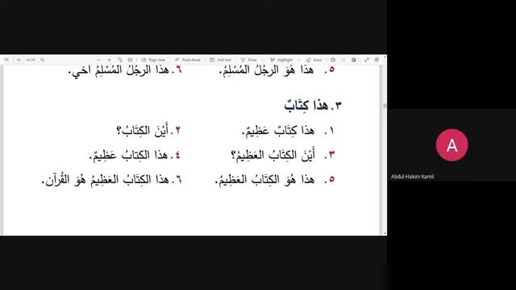هذا الكتاب العظيم هو القرآن. This great book is the Quran. Okay? Y'all look like y'all understand. The brothers and sisters online, they don't play.